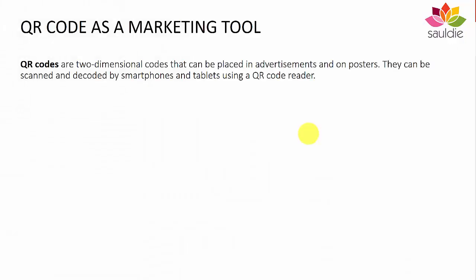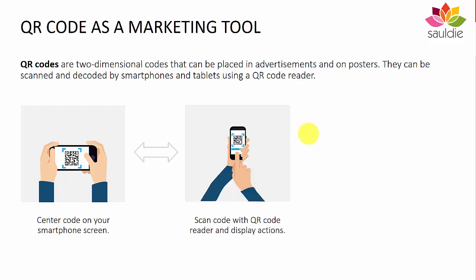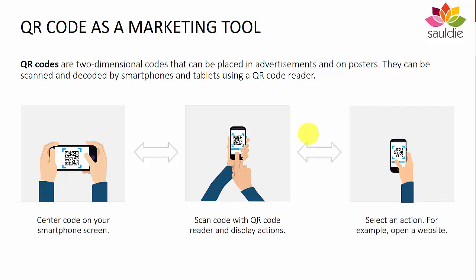QR codes. Many people think QR codes are dead. Definitely not. The thing is, if you use them in the right way, you will succeed. So you can have the smartphone using the QR code. You have a product or a marketing campaign using a QR code. And when somebody takes a picture, he can scan the QR code, read the content, display actions, or even visit a website, watch a video.